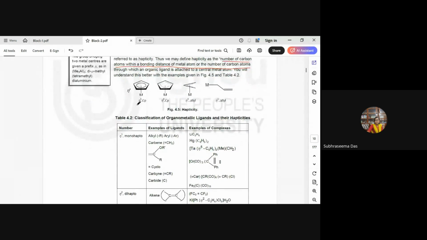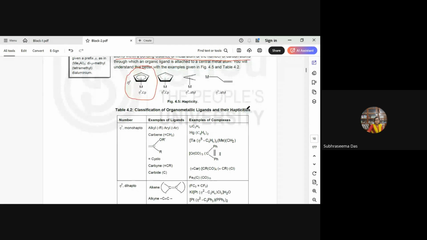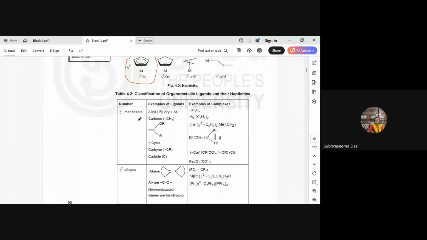So here we see it is eta 5 Cp. That means the cyclopentadienyl is attached through 5 carbons. Here it is written pentahapto cyclopentadienyl. So for better understanding, we'll look into Table 4.2, the classification of organometallic ligands and their hapticities.